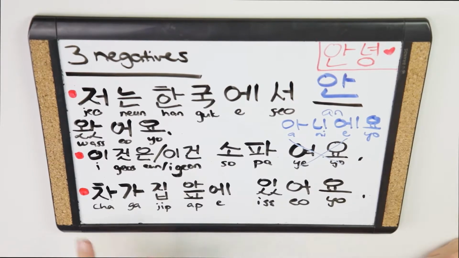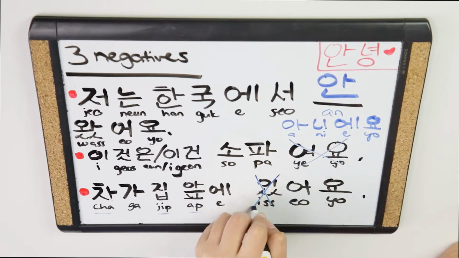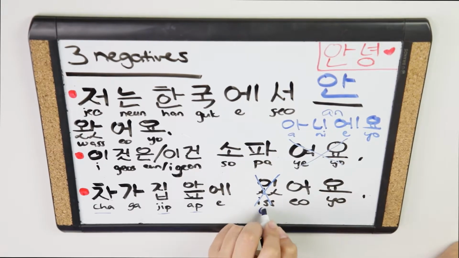Now in our last example, we have 차가 집 앞에 있어요, meaning that there is a car in front of your house. 앞에, remember, means the front. So 차가 집 앞에 있어요. Now if you want to say there isn't a car in front of the house, you would take out just this section right here and change it to 없어요.